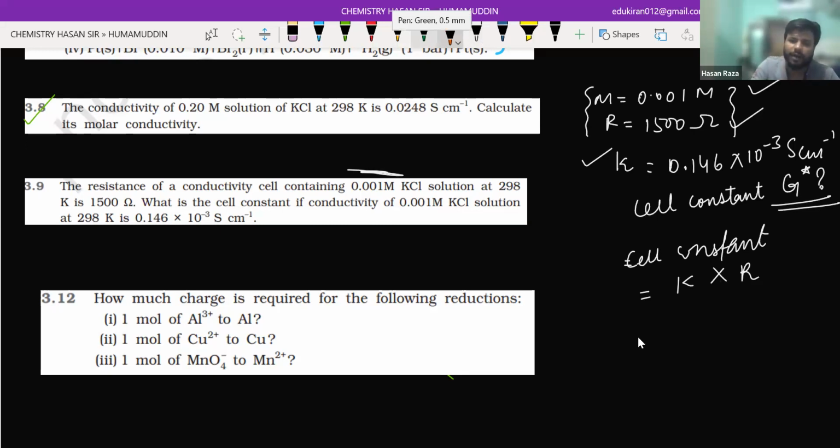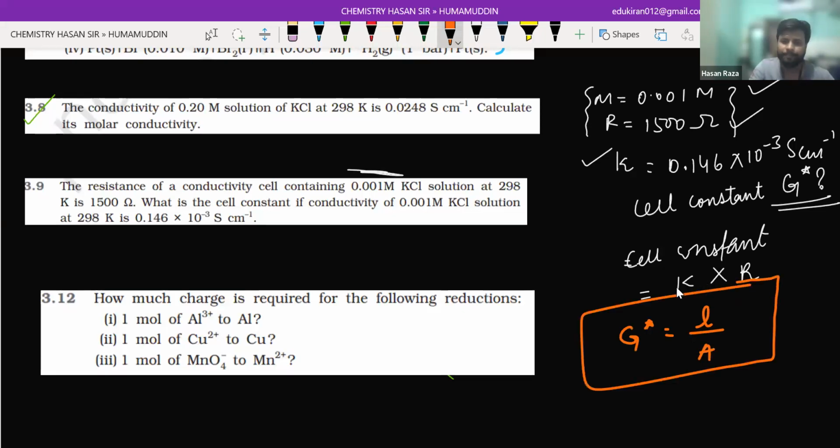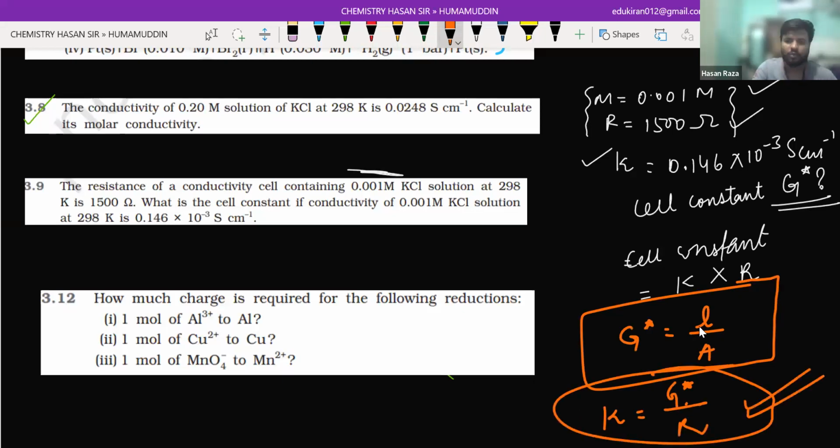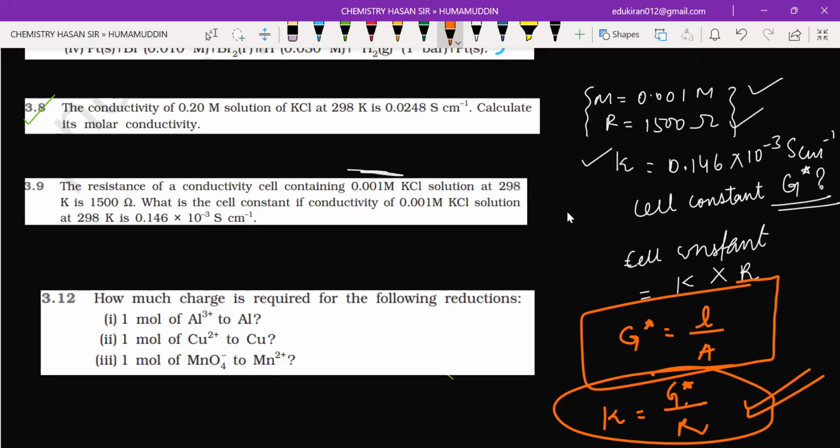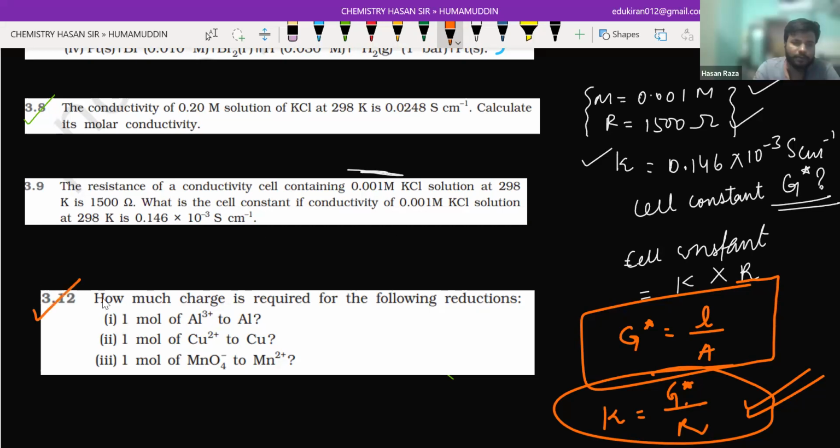Basically, the cell constant, when I had taught you, G star is equal to the length of the conductor upon the area of the cross section. And I also told you that kappa is equal to cell constant upon resistance, G star upon resistance. So you need to keep this in mind. Very easy questions based directly on formulas. Is that clear, Humam, Austin? Yes. Okay, can we move to the next part?